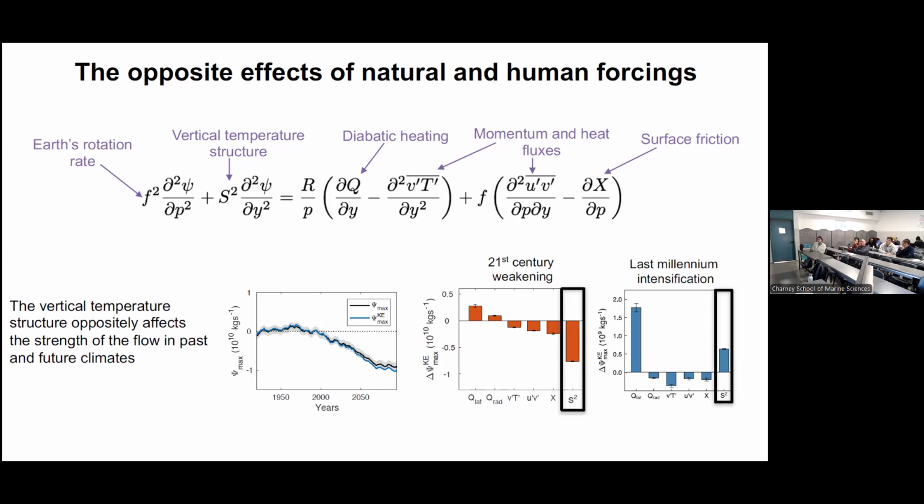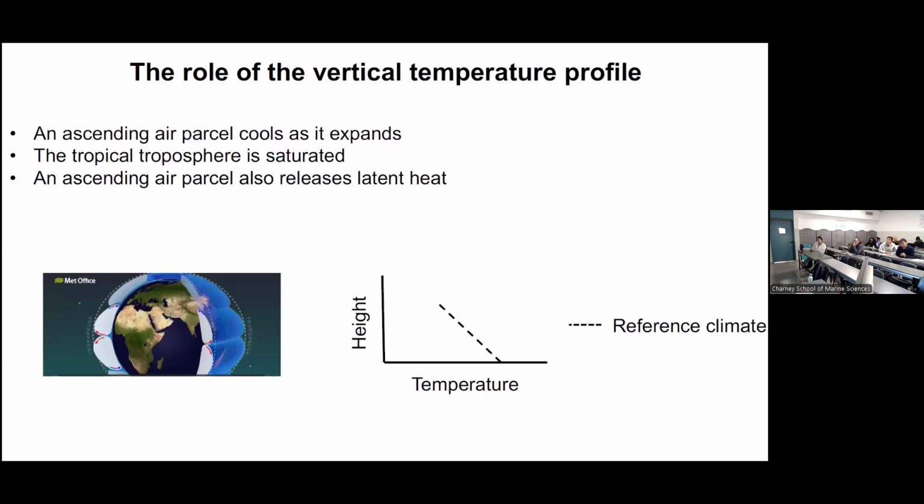So I would like just to give you an intuition of why human activity is changing the vertical temperature structure such that it causes a weakening, but natural forcing agents change the temperature structure such that it causes an intensification. And I want you to look at this illustration here. So this is high temperature, and we have some idealized temperature profile, right?